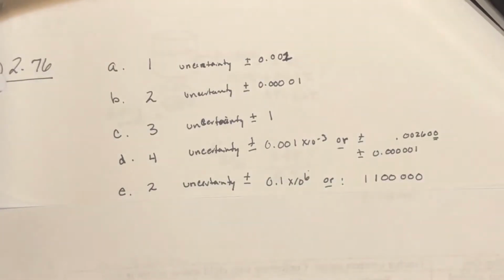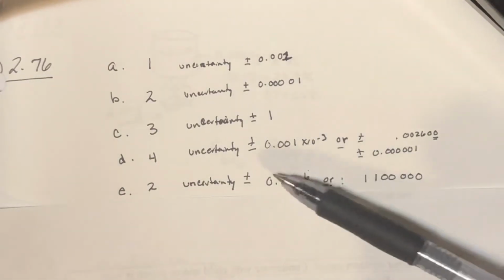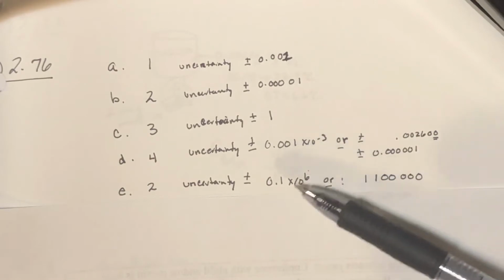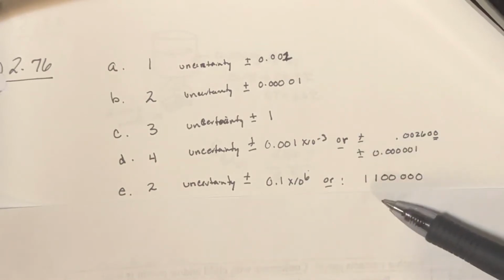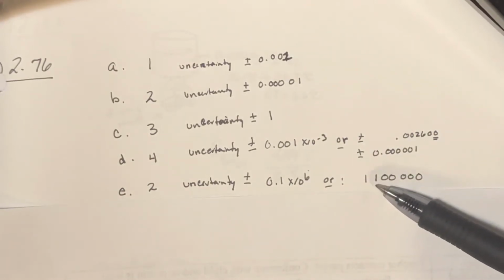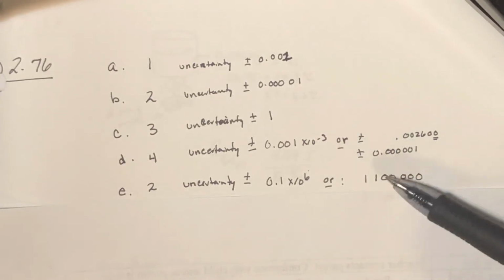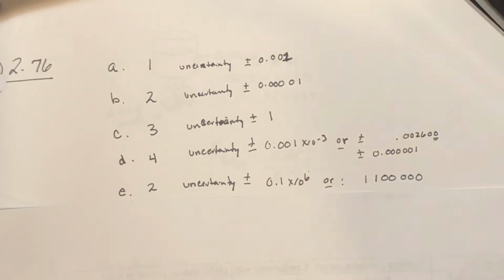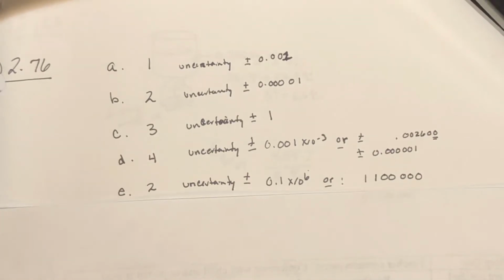Letter E is two significant digits. The uncertainty is plus or minus 0.1 times 10 to the 6th. So right here, this one right here, that would be your 100,000ths. So your uncertainty is plus or minus 1/100,000th, or 0.1 millionth. All right, a little confusing there. Hopefully you get that.